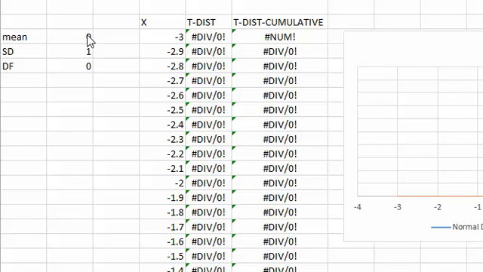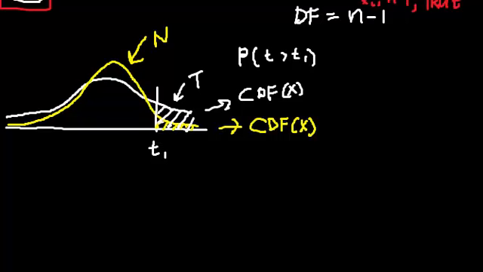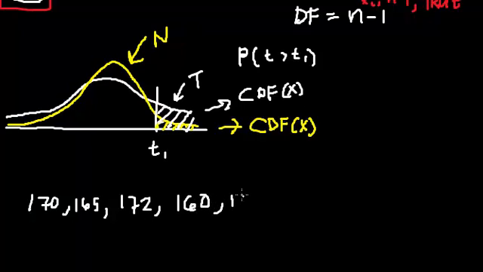Now, this is the thing that we did last time. But let's say that, as we said last time, we had an n equal to 5. Now, the usual problem that we have: let's say that we get the heights of individuals in a classroom, and their heights were 170 centimeters, 165 centimeters, 172 centimeters. These are for males, by the way. 160 centimeters and 180 centimeters.